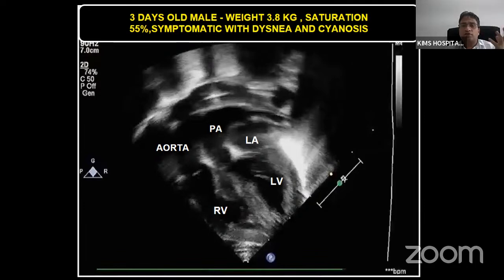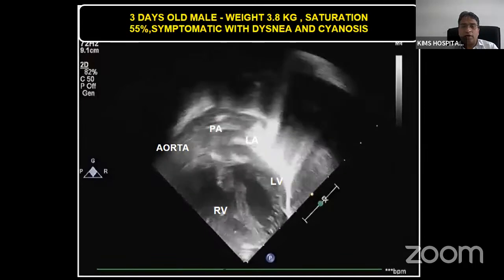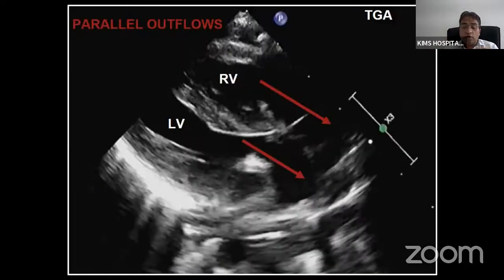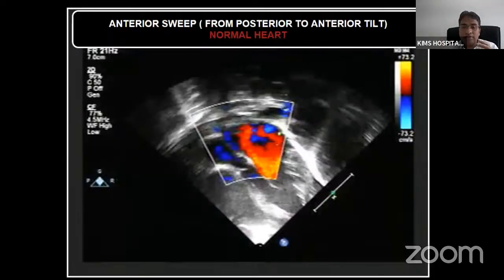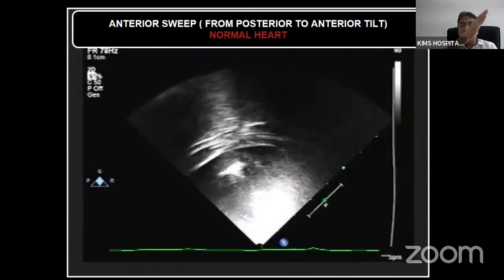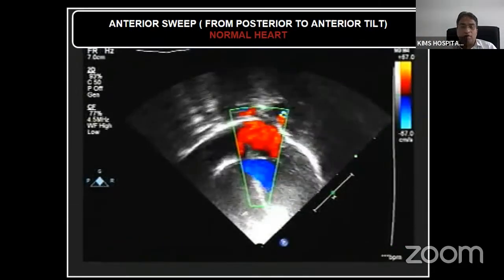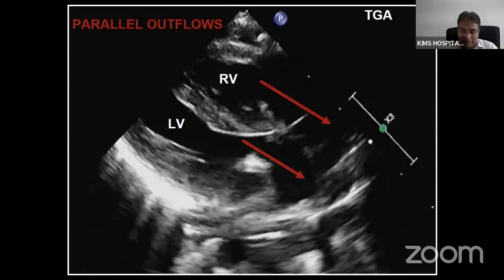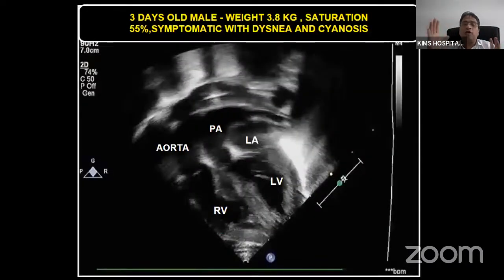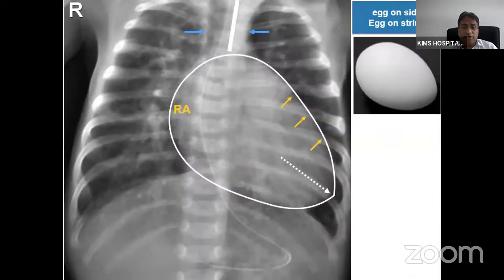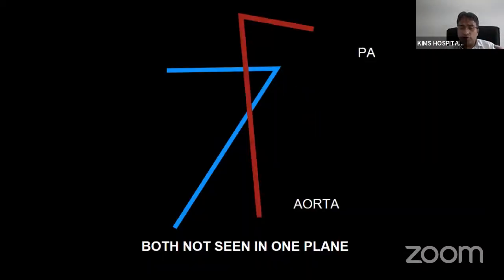3 days old, weight 3.8, saturation low, symptomatic with dyspnea and cyanosis. This is the echo that shows aorta and PA. Normally, you will not be able to see the aorta and PA in one plane. This is a normal heart: you can see the aorta, and once you go more anterior, you can see the PA, which cross each other. But once you see both vessels in the same parasternal view or in the 5-chamber view, aorta and PA, that is typical of parallel circulation. So this was found to be TGA, and this is the typical X-ray we showed. You can see that X-ray.